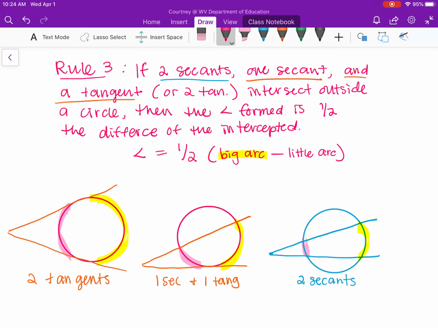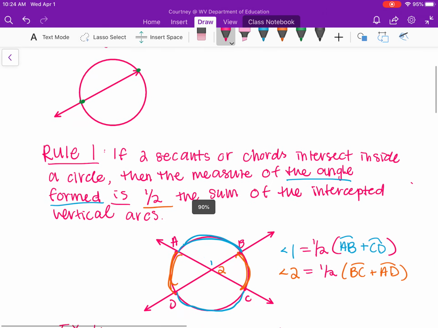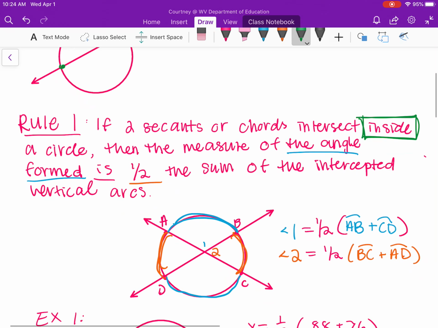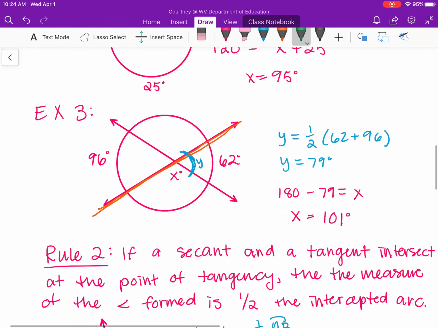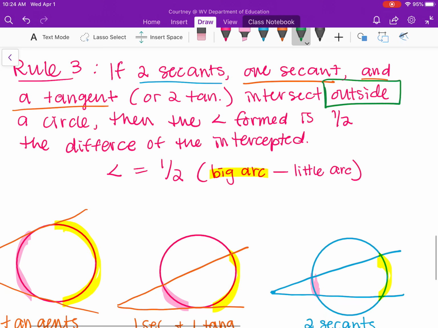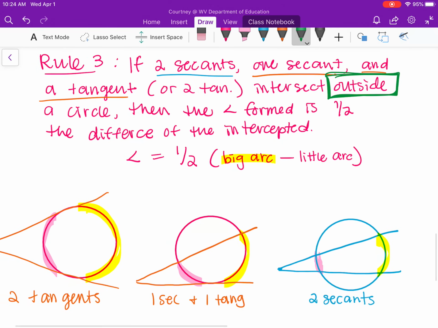I said I would tell you the difference between this and rule number 1. Okay, let's look at rule number 1 again. You can highlight or underline or whatever. This is if the intersections are inside. See how it intersects inside right here? Okay, that is when you use addition. Down here with rule number 3, if they intersect outside, that is when you subtract. So that's the difference between rule number 1 and rule number 3.